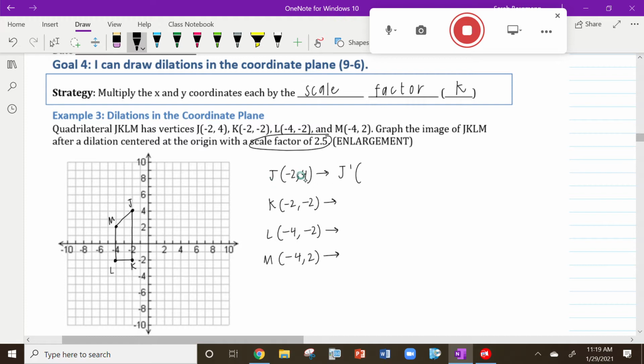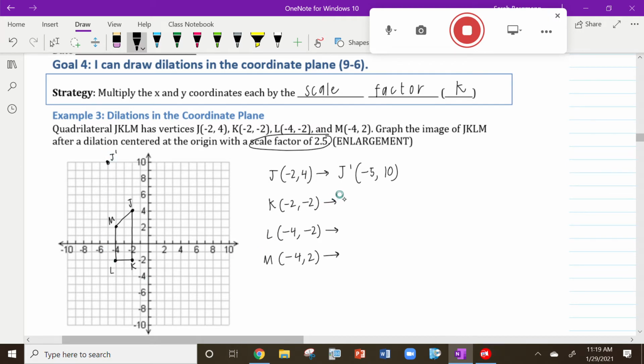So for the image of J, we are going to take the x value and the y value and multiply each of them by 2.5. So on this one, we get -5, comma, -10. So I know that the image of J will be at the point -5, -10. Oh, sorry, that should be +10. I was wondering why that didn't look right. There we go.